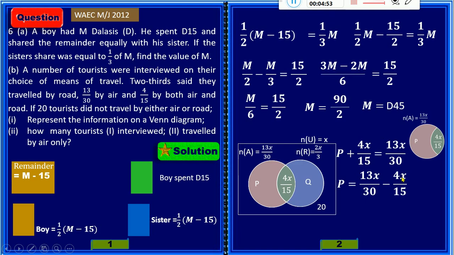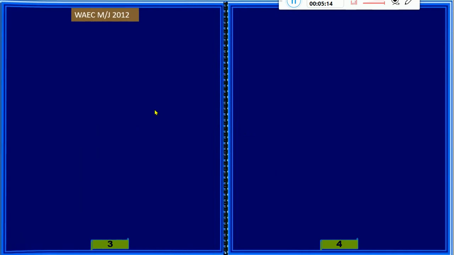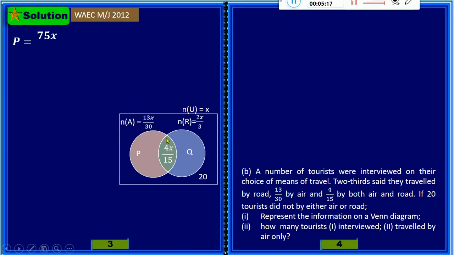13x/30 minus 4x/15, taking 4x/15 to the right hand side. Multiplying 15 times this will give us 195x, and 30 times 4 will give us 120x. 30 times 15 will give us 450. So now we will also import the diagram so that we can continue the solution. Simplifying that expression, we are going to have 75x over 450. Cancel out the like terms, we have x over 6 as the simplified form of P.